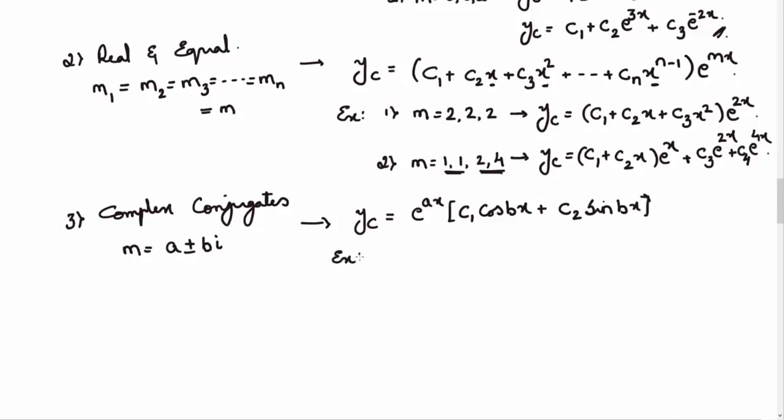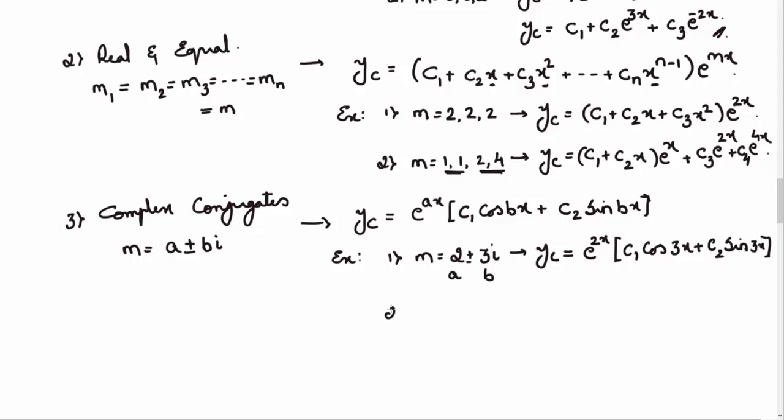For example, if I am having m is equal to 2 plus or minus 3i. It is of the form a plus or minus bi. So the value of a is 2 and the value of b is 3. Then yc will be e to the power ax, so the value of a is 2, that is 2x, into c1 cos, the value of b is 3, that is 3x, plus c2 sin 3x.